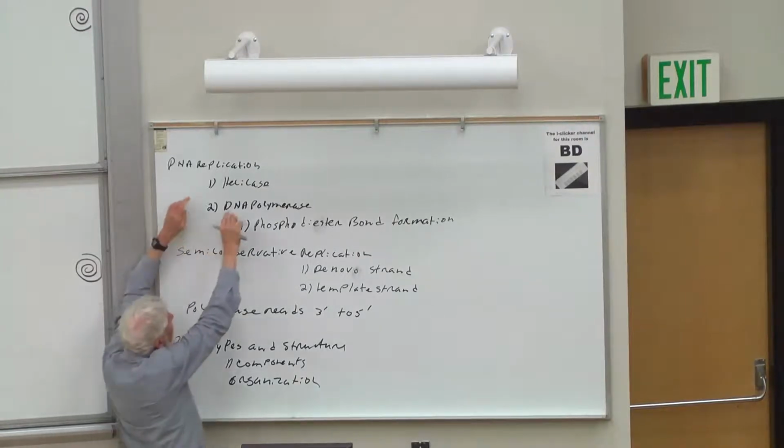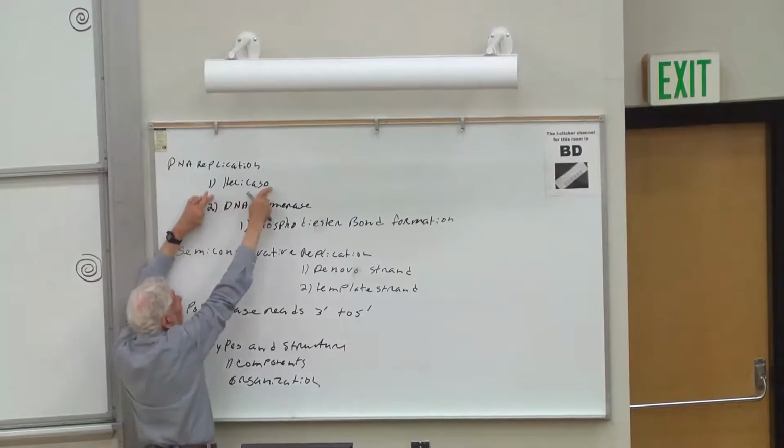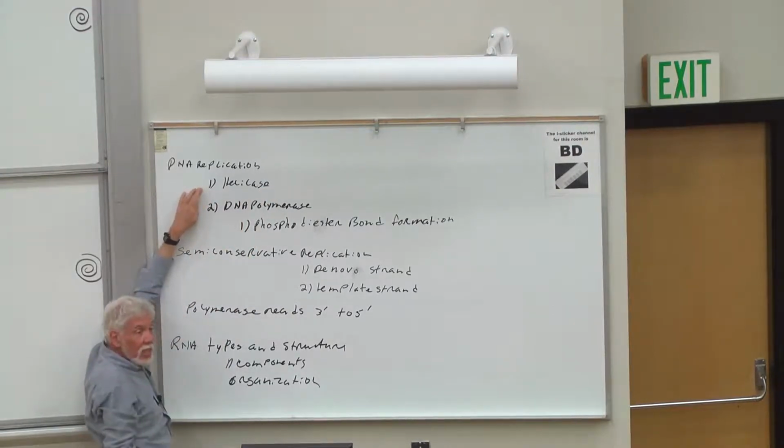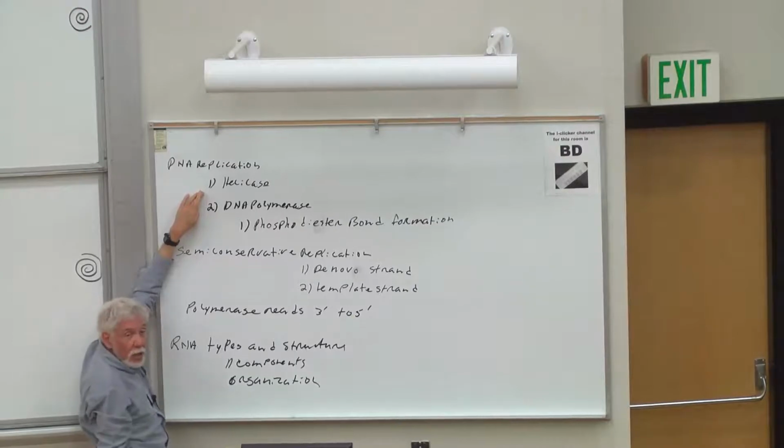So in order to get replication of the two strands, what we have to do is first unwind the two strands, and that's the job of this enzyme, the helicase. It's not too much of a stretch to think of this as a kind of wedge being driven between the hydrogen bonds and separating those hydrogen bonds mechanically by the helicase.